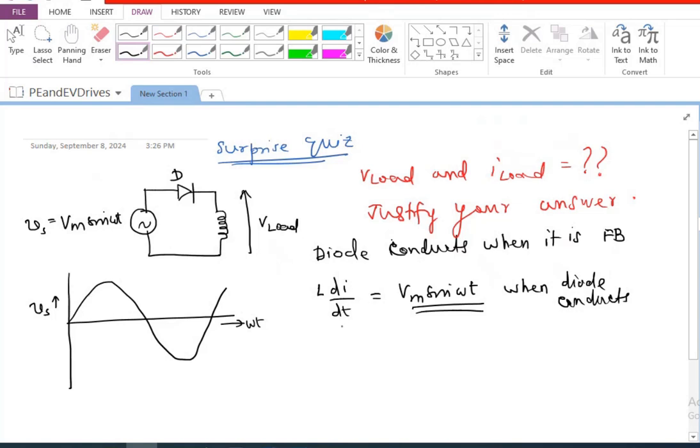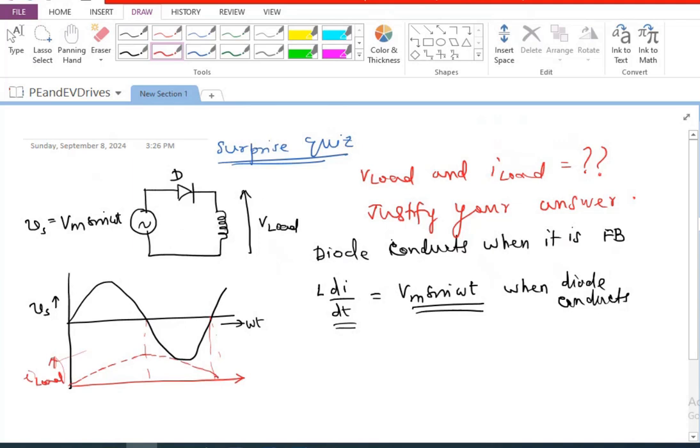And if I say that di by dt is going to be positive throughout the entire positive half cycle, I'm going to have the current increasing probably like this. The current will increase like this. And when Vm sine omega t is negative, whenever it is the negative half cycle, I'm going to have again the current falling. So I'm going to have the current through the inductance somewhat like this. This is going to be the load current.